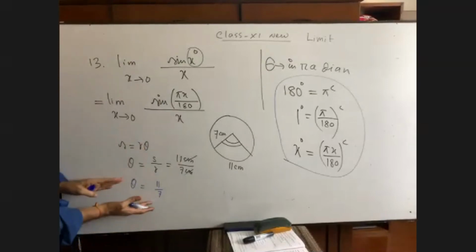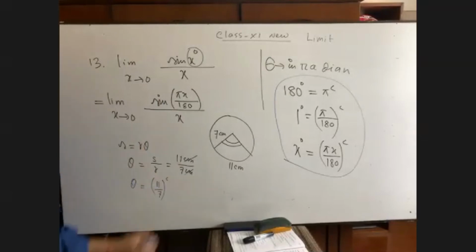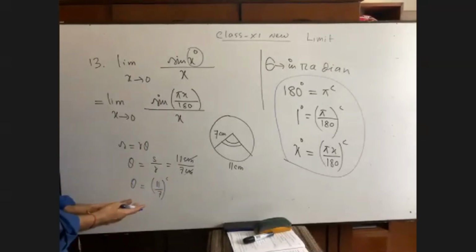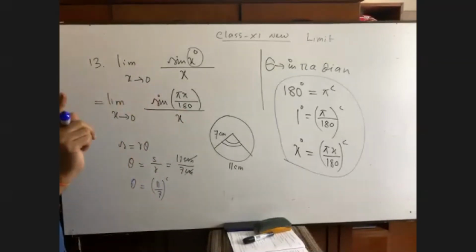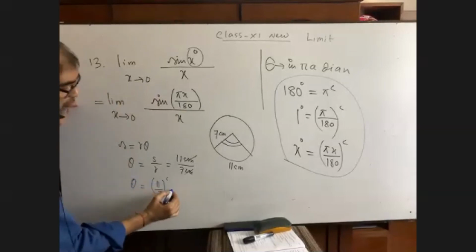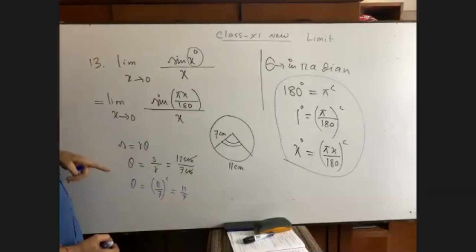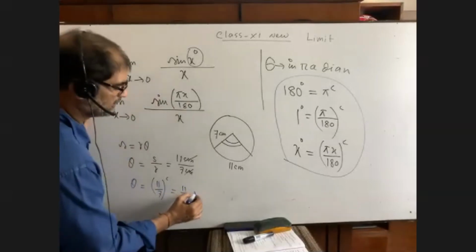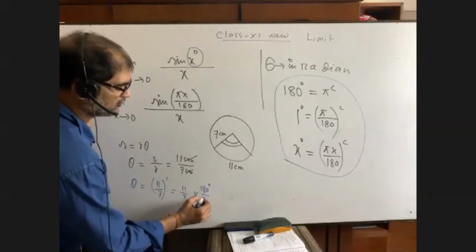But what is meant by this? It is radian. Nothing is given, that means it is radian. Please talk to me. Now, if we want to express 11 by 7 into degrees, we multiply by 180 degree by pi, because 1 radian equals 180 degree by pi.